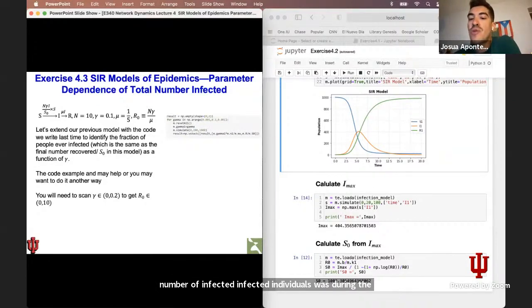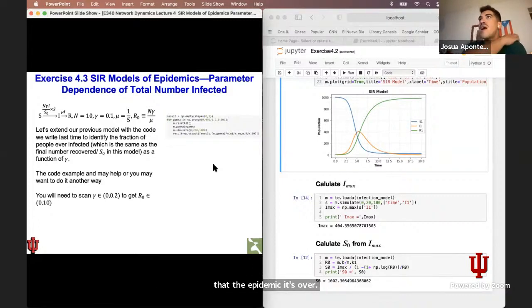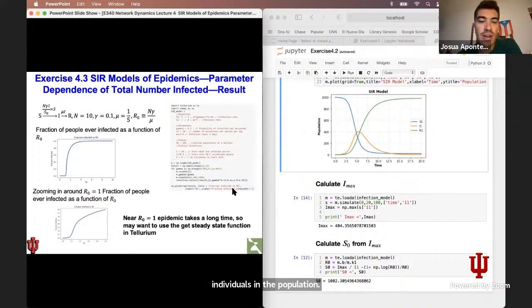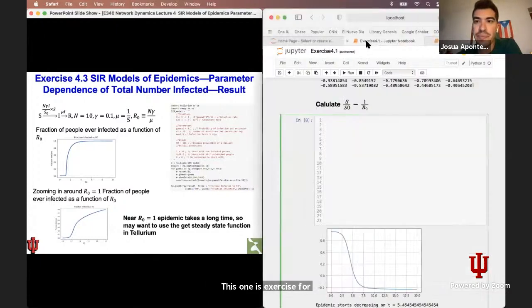It's also important to make sure that the epidemic is over in order to get an accurate estimate. And by epidemic is over, I mean that there are no remaining infectious individuals in the population. And we will do this together. This one is exercise 4.3.